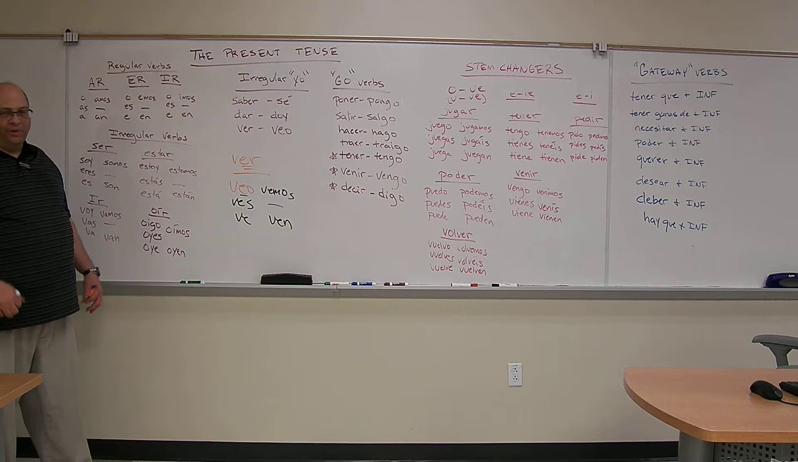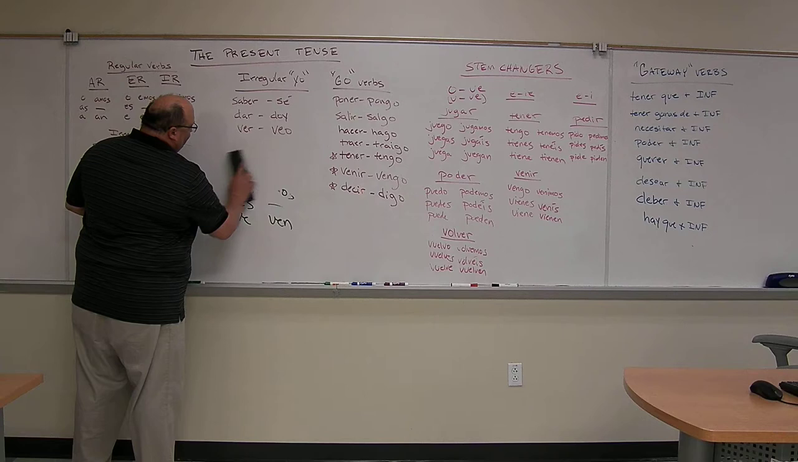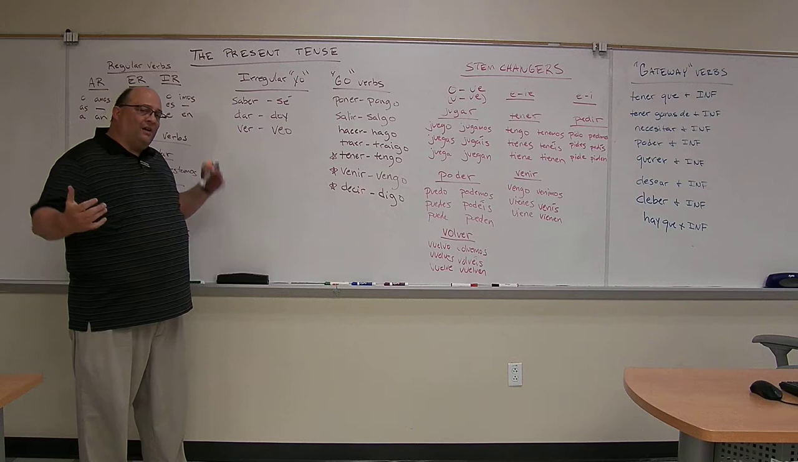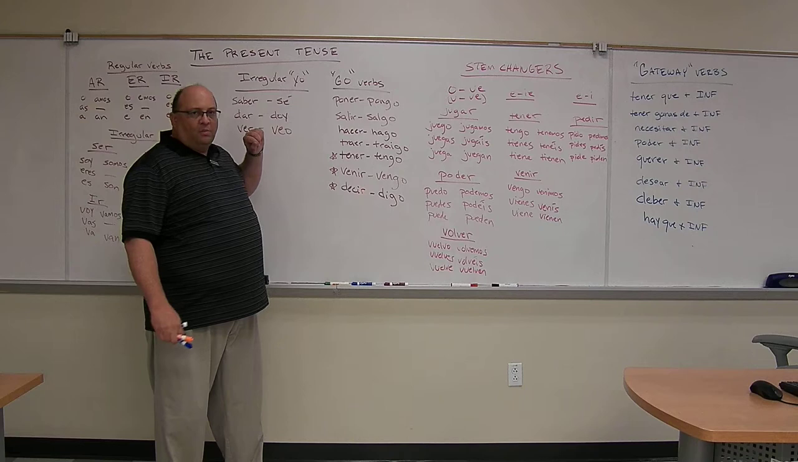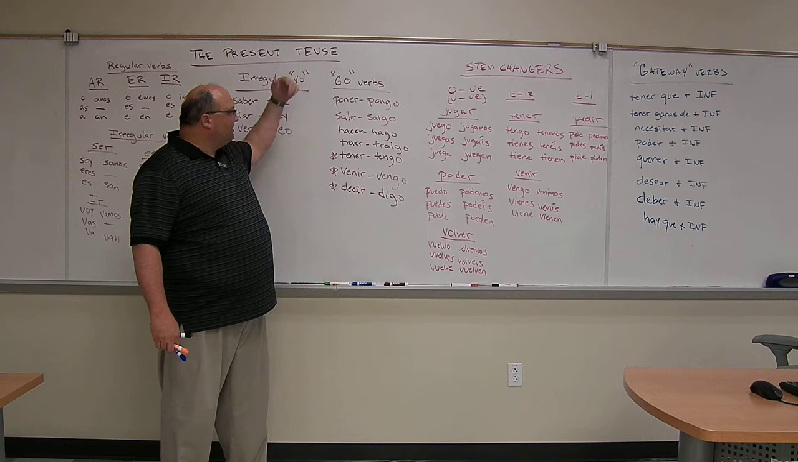So those are the irregular yo forms, and those are the ones that I have listed. There's a few more that your book may list. Then it also kind of lumps these into one category. I make a separate category of them. We're going to call them the go verbs, because the yo form has an irregularity that is go. So some people call them the yo-go verbs, but I just call them the go verbs.